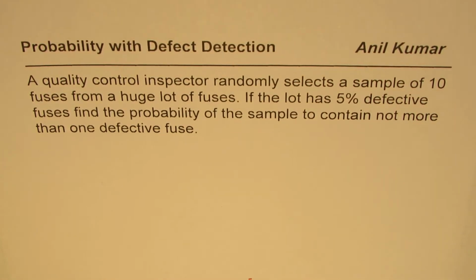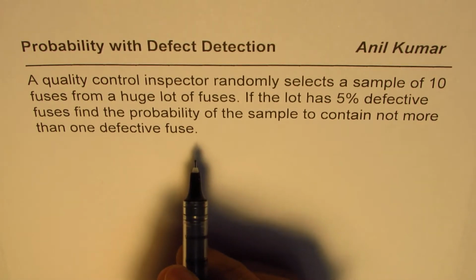I'm Anil Kumar. Here is a practice question to find probability of defective fuses. The question here is, a quality control inspector randomly selects a sample of 10 fuses from a huge lot of fuses. If the lot has 5% defective fuses, find the probability of the sample to contain not more than one defective fuse. So that's the question for you.